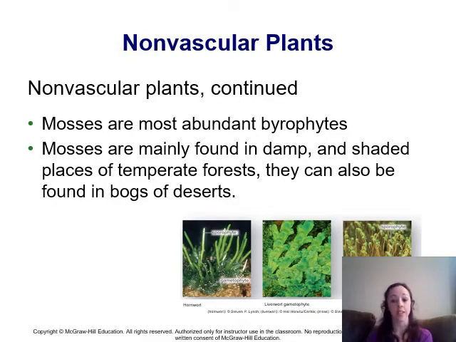Mosses are the most abundant type of bryophytes. Mosses are generally found in temperate forests and damp and shaded areas, like underneath rocks, on rotting wood that might be on the ground, even on some dirt. When mosses are in the desert and there isn't much rain, they tend to go into a survival mode, and this survival mode has them looking shriveled and brown. However, as soon as rain appears, they perk up and turn green again.